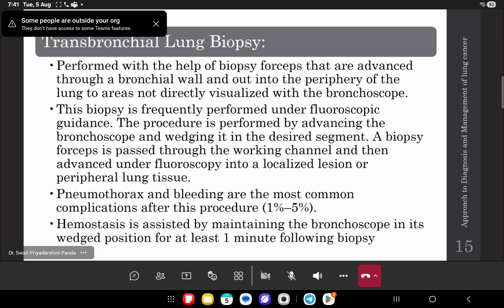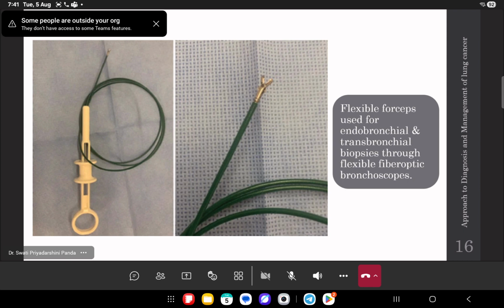into a localized lesion or peripheral lung tissue. Pneumothorax and bleeding are the most common complications after the procedure, mostly 1 to 5%. Hemostasis is assisted by maintaining the bronchoscope in its wedge position for at least 1 minute following biopsy. This is the image of flexible forceps used for endobronchial and transbronchial biopsies through the flexible fiber optic bronchoscope.